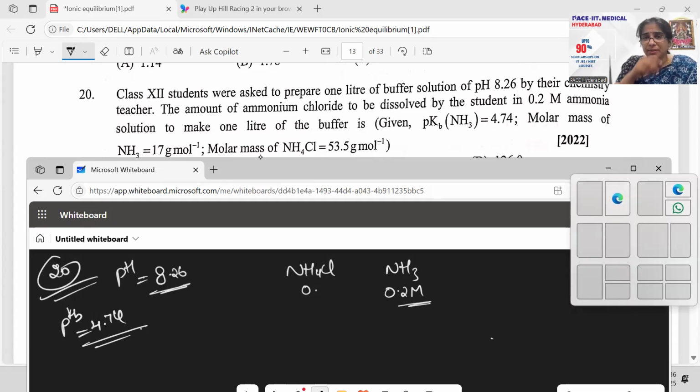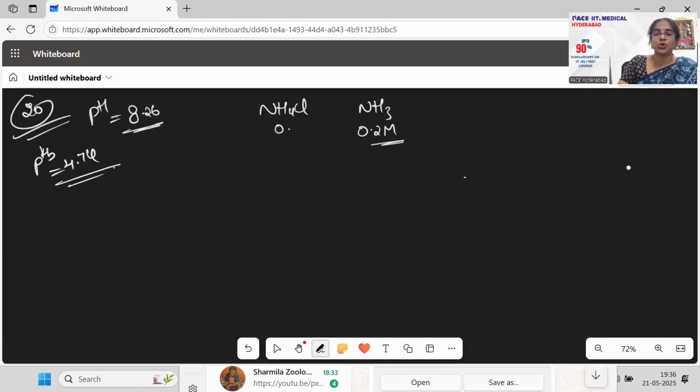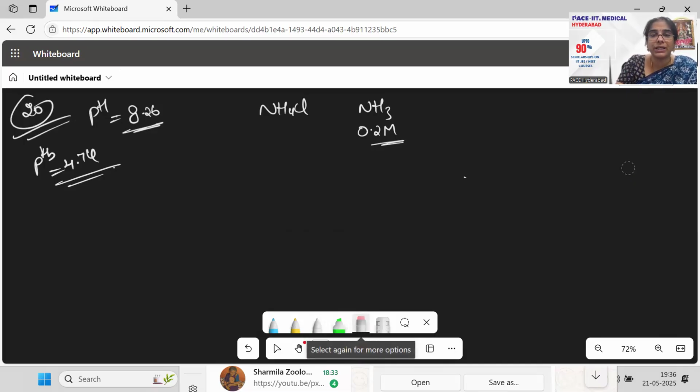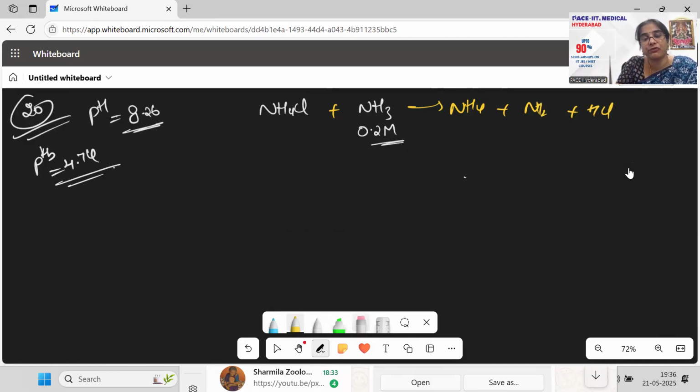Now the question asked to us is the amount of ammonium chloride. How much is the amount of this substance to be dissolved here? We were not given anything about ammonium chloride here. So let us write down this reaction. This will be ammonium chloride plus NH3 will give me NH4 and NH2 with HCl. Take one hydrogen from here, one Cl from here, HCl came out, and then NH4, NH2 is left out here. Now I can see this ammonia, and then this is my buffer solution.